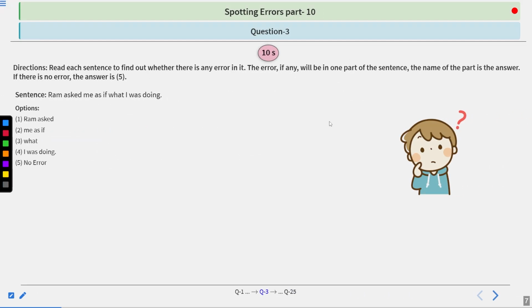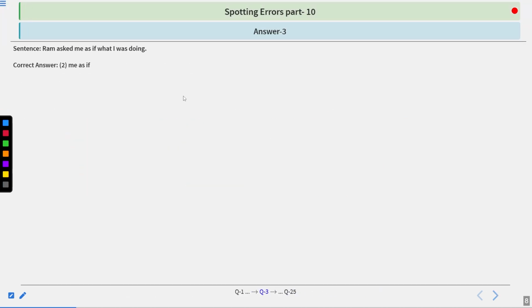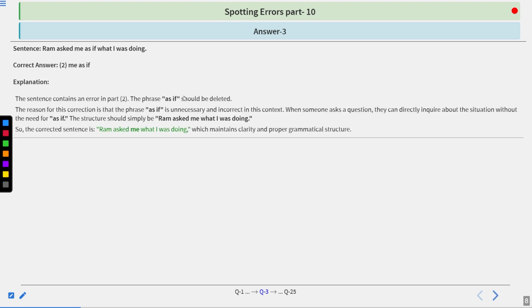The sentence is, Ram asked me as if what I was doing. Options are given below. You have 10 seconds to spot the error. I hope you have answered. Let's look at the correct answer. The correct answer is 2, me as if. Let's look at the explanation. The sentence contains an error in part 2. The phrase as if should be deleted.